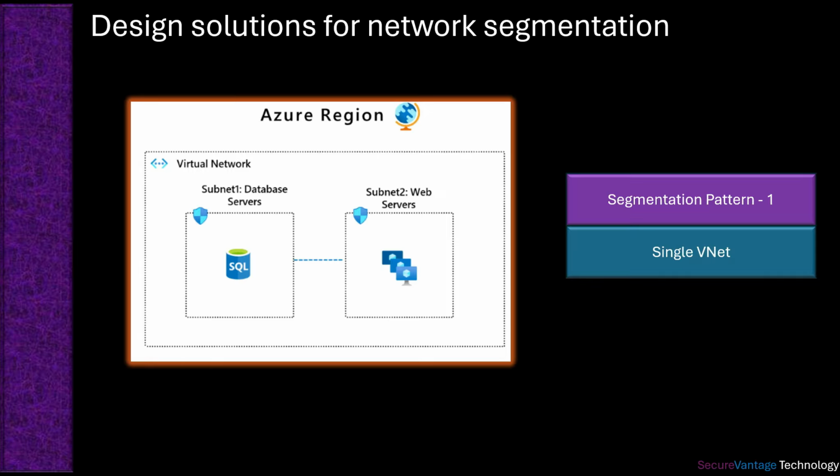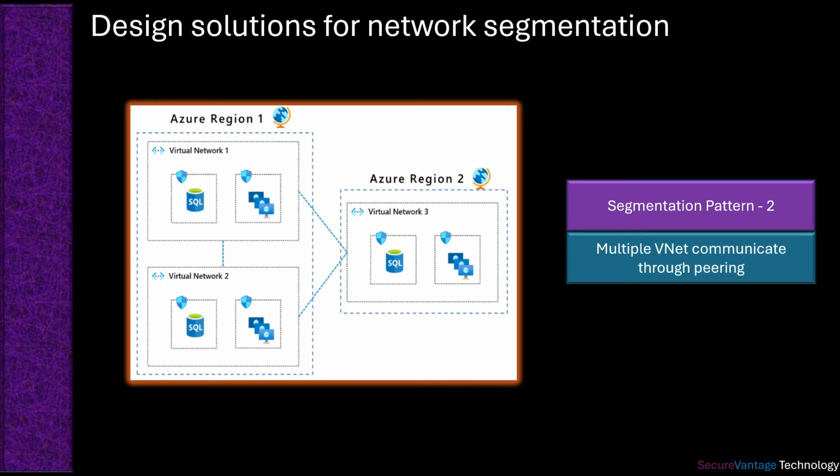The pattern that you see on the screen includes a single virtual network. In such a case, all components of a workload reside within a single virtual network, which is suitable for operations in a single region. You can use network security groups and application security groups to secure segments like subnets or application groups. You can segment web and database workloads into different subnets with controls allowing specific communication between them, and you can use NSGs and ASGs to control the communication.